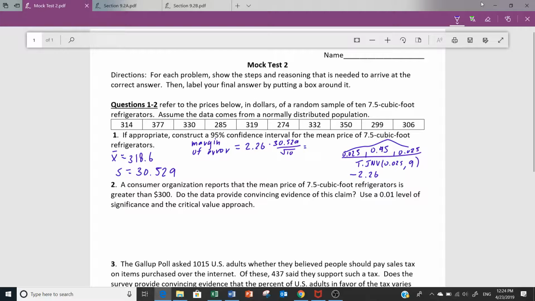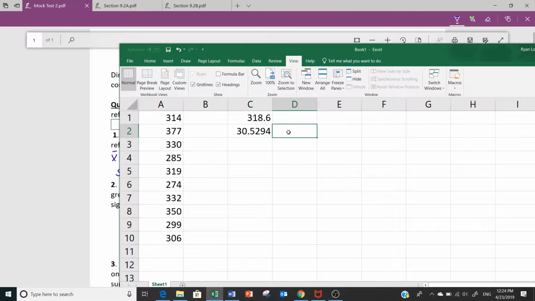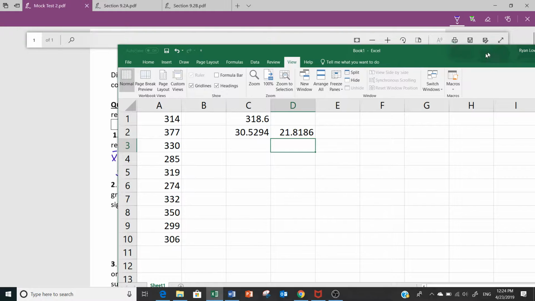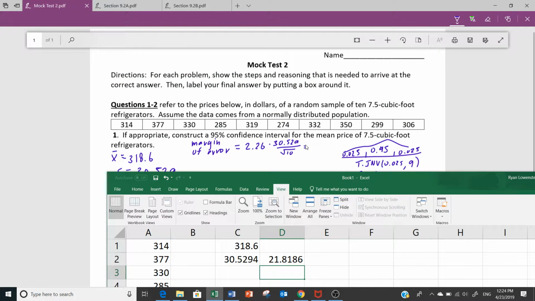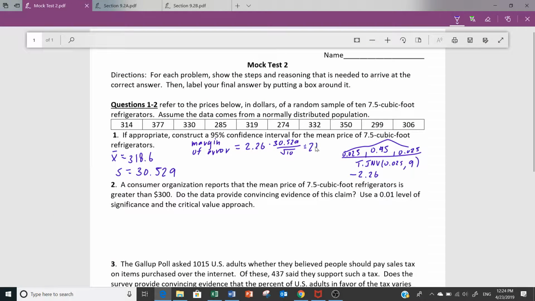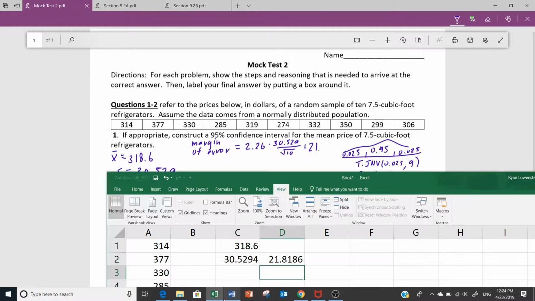the margin of error. When you do the third, you want to take this standard deviation divided by SQRT of 10 and then multiply it by the t value, which is 2.26. You end up with 21.82. It's this over here.